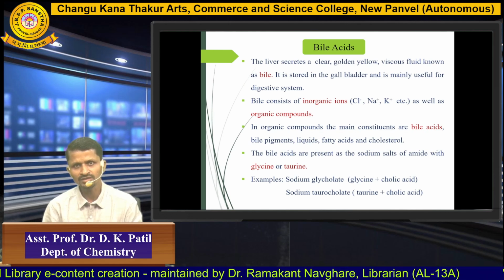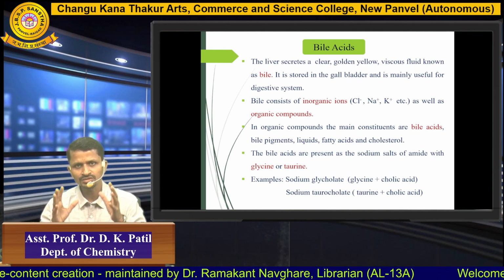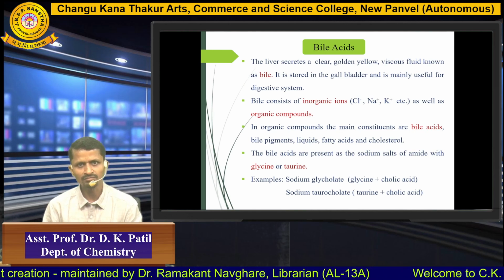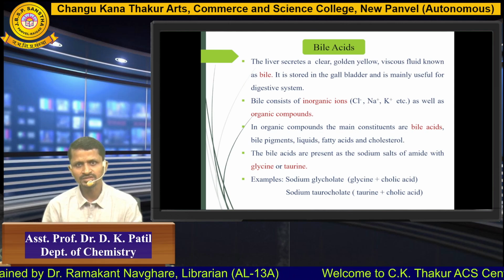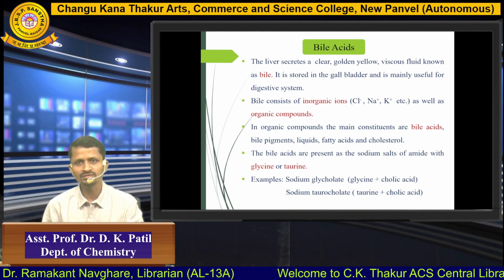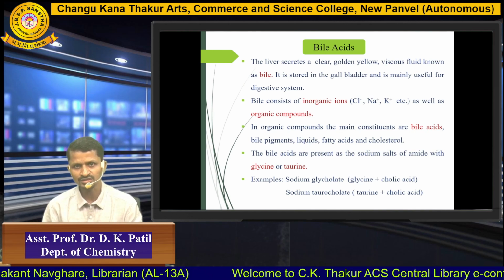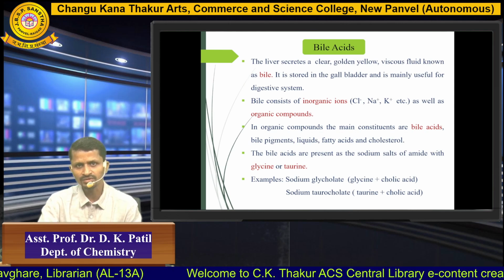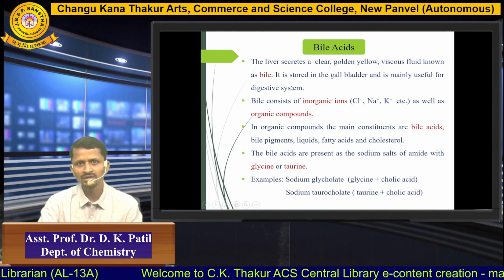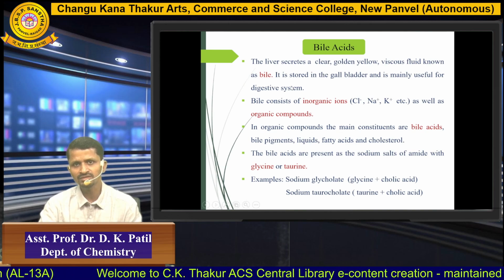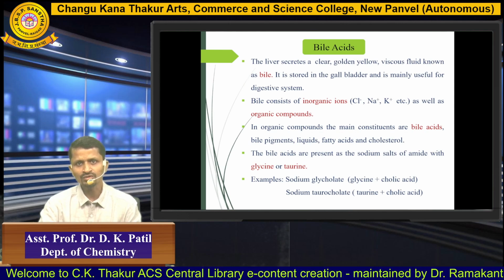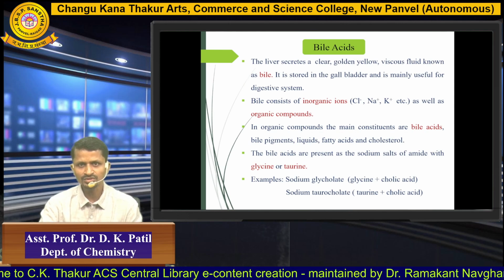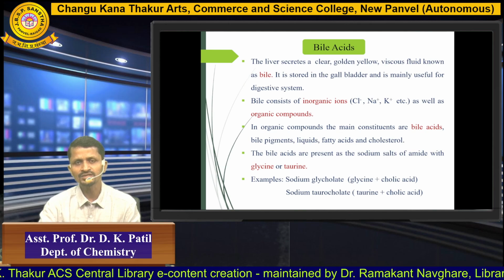In the organic compounds, the main constituents in our body are the bile acids and bile pigments. These bile acids are mainly present in the form of sodium salts along with amides like glycine and taurine. Examples are sodium glycocholate, which is the combination of glycine and cholic acid, or sodium taurocholate, which is the combination of taurine and cholic acid.